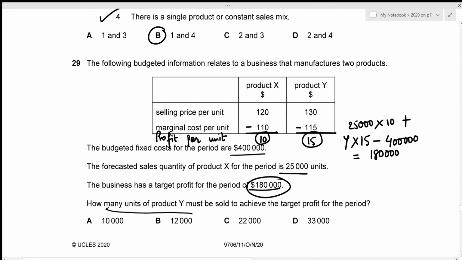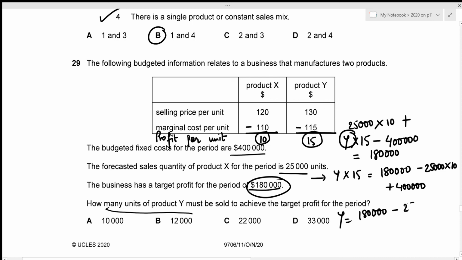Now this is a very simple equation. We just need to figure out the value for Y. That's going to be Y times 15 equals 180,000 minus 25,000 times 10 plus 400,000. So Y is just going to be 180,000 minus 25,000 times 10, so that's 250,000, plus 400,000, divided by 15. And this gives the number of units for product Y to be 22,000. And this value is given in option C. That will be the correct answer.